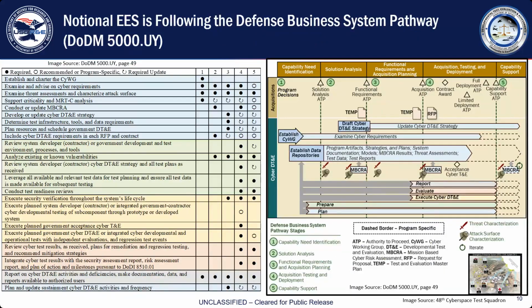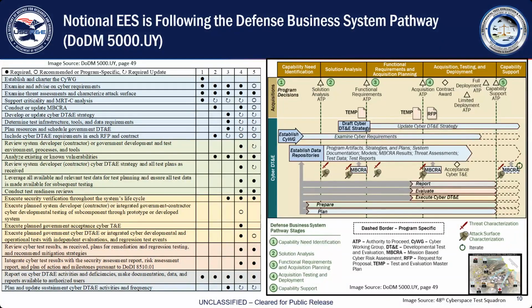It's a DBS pathway, Defense Business System pathway. And this table and figure are from the manual, DoD Manual 5000.UI. Notice that the activities called characterize attack surface and threat assessment, you can see those here with these icons that are shown in the solution analysis phase. Notice the working group is established very early, and then you start prepare and plan activities as early as you can to inform the decisions as you move forward.